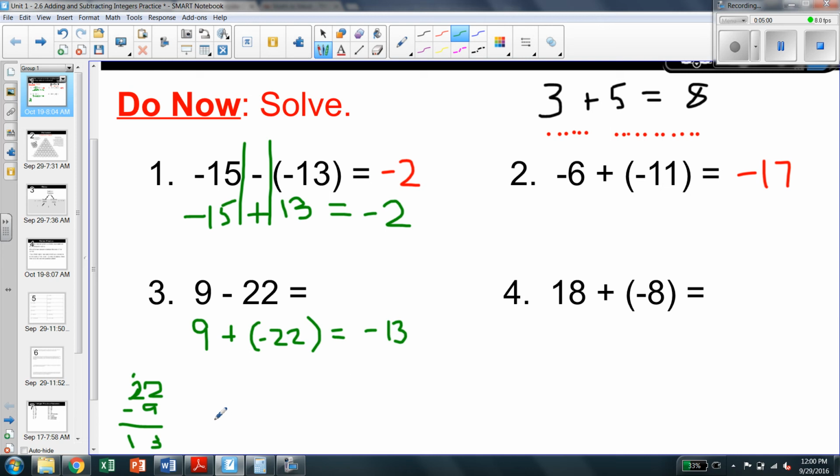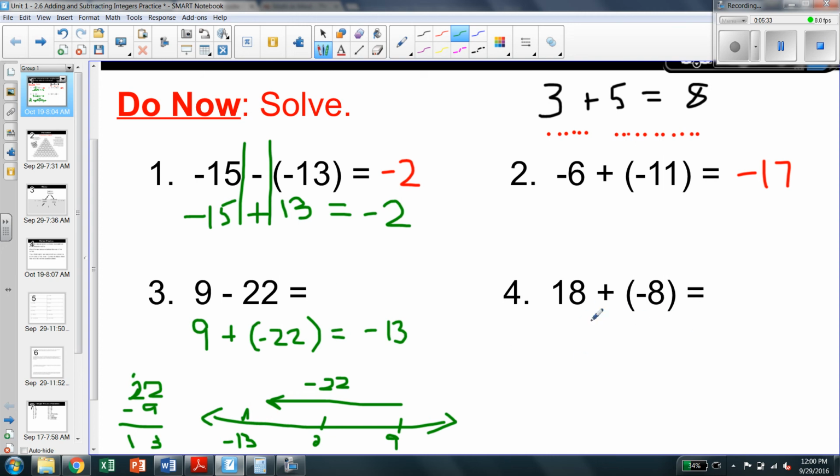If this was on a number line, we would start at 9, and adding a negative means going to the left, so we'd go 9 to the left, and then another 13, for a total of 22 to the left, right? And that would put us at negative 13. Okay, so you can do it with a number line, you can do it with integer chips, but we're trying to get to the point where we don't need either of those.